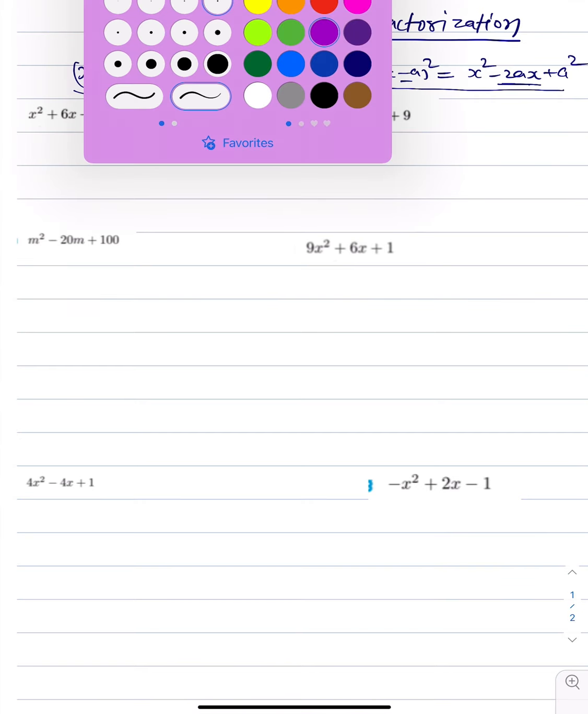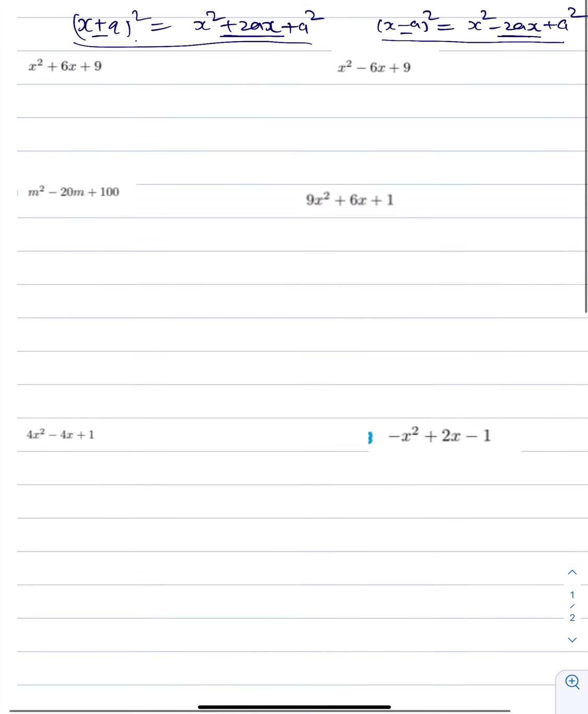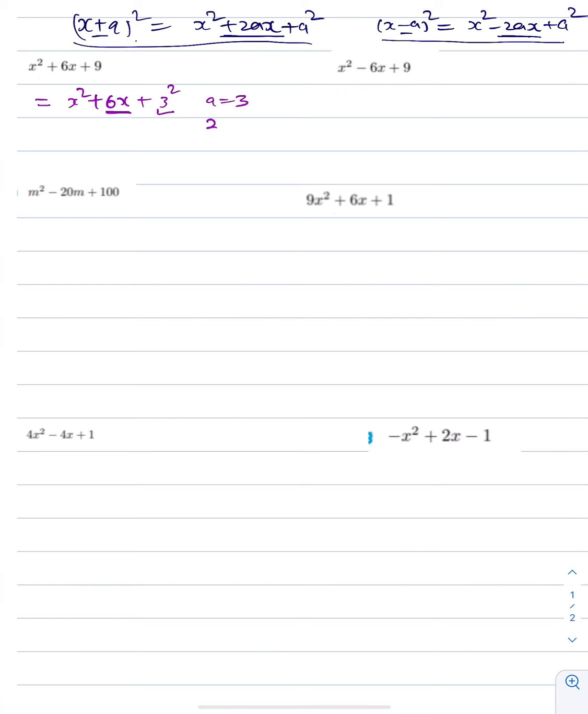So I'm going to start with examples now. This is x squared plus 6x plus 9. The first thing you need to do is write the last term as 3 squared, and now you can see a in this case is 3. Now we just need to confirm if the middle term is 2 times 3 times x, which is 6x. So this satisfies x squared plus 2ax plus a squared, which means this is equal to (x plus 3) whole squared.